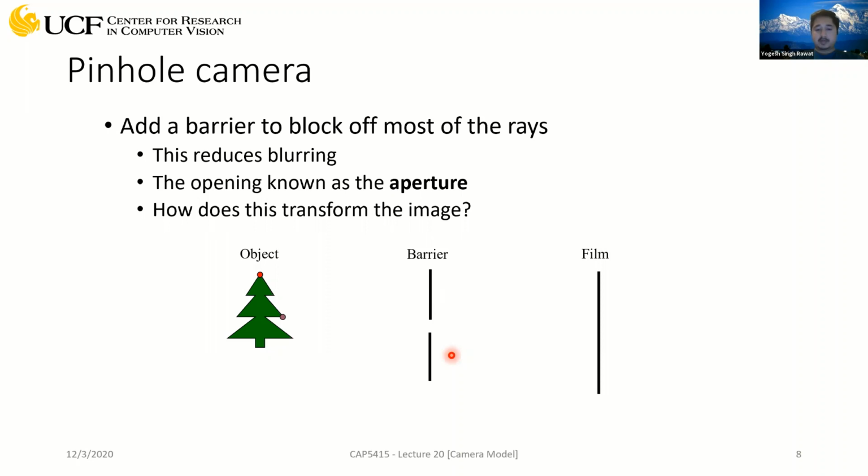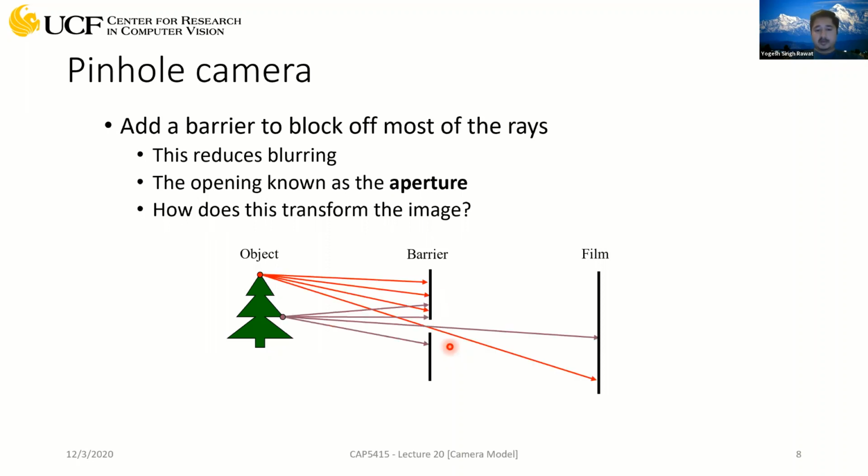And then what happens is it will block many of the light rays from projecting on this film, and it will only allow certain of the rays. So here you can see that for this particular point in this 3D world, this ray is trying to project at this location, and similarly for this, it's trying to project here, and it's blocking all the other rays. So it helps in reducing the blur when the image is formed.